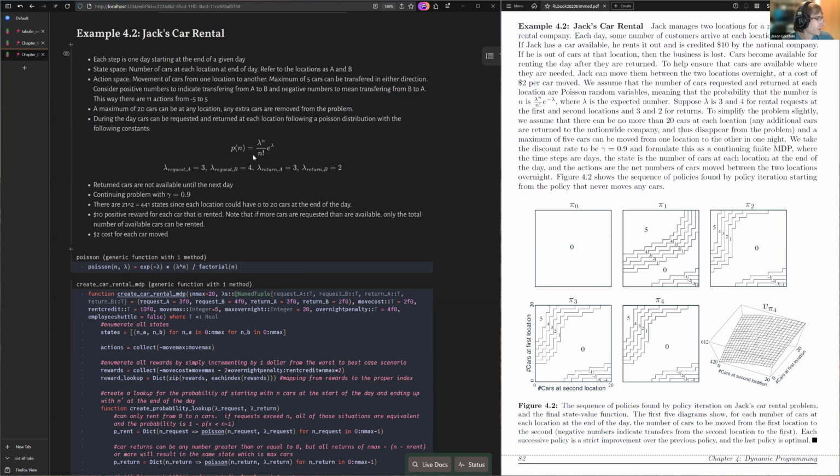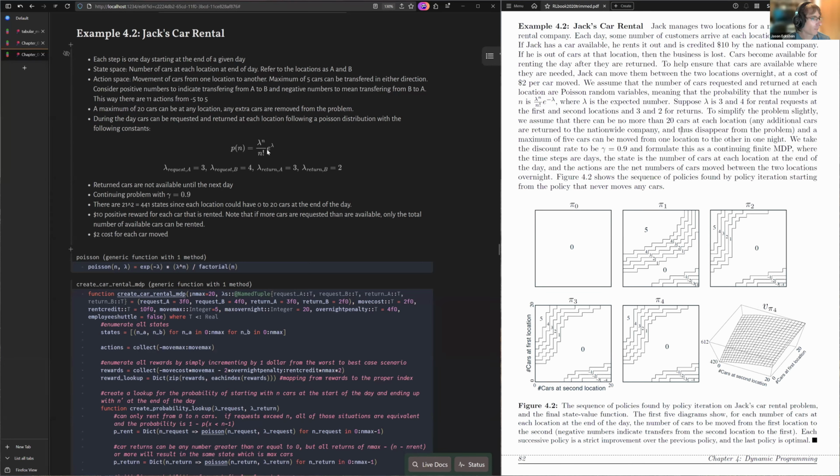So depending on the location, we have location A and B, and there are basically four different probability models. There's a return and a request model for both location A and B. So it tells us the probability of a customer either returning a car or requesting a car at each location. This is given to us; we're told.